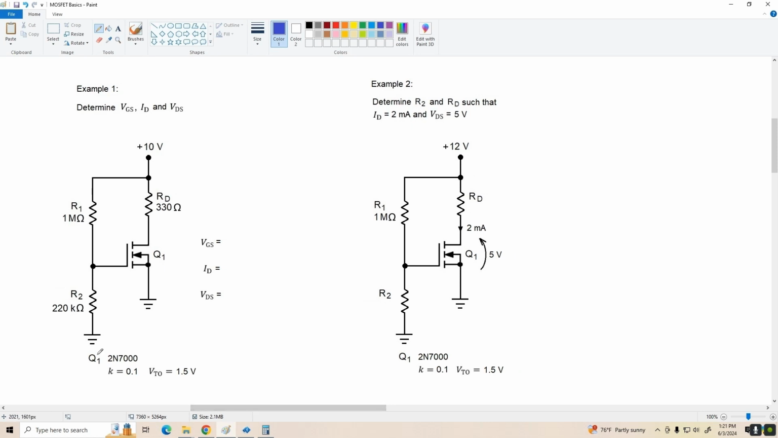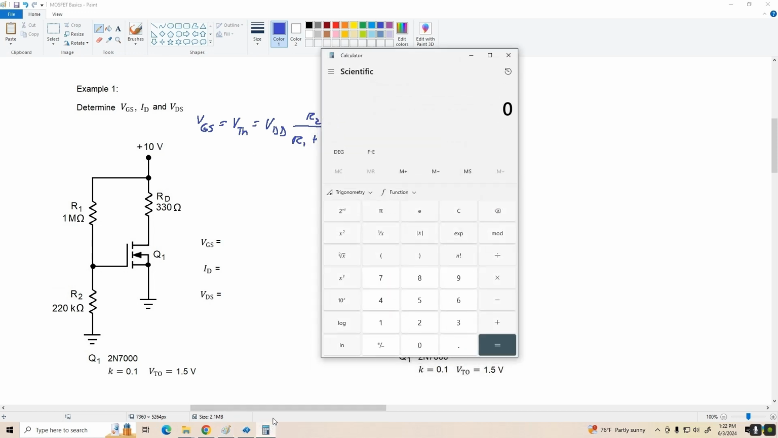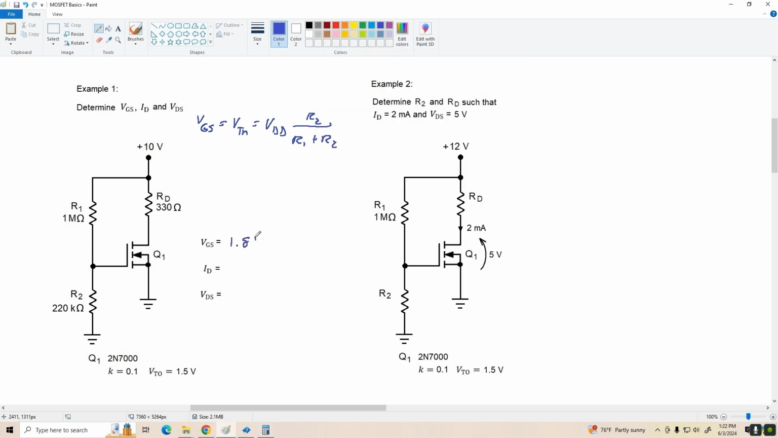All right, in example number 1, we've got a 2N7000, K equals 0.1, threshold voltage is 1.5 volts. So let's find VGS, and that is VGS equals VTH, which is VDD times R2 over R1 plus R2. Call up our calculator. R2 is 220K divided by 1 meg plus 220K would be 1220, and times 10 volts is 1.8 volts. So our VGS is 1.8 volts.